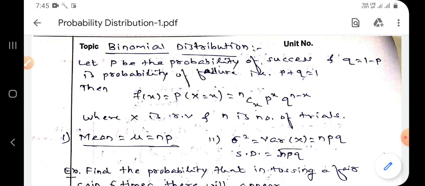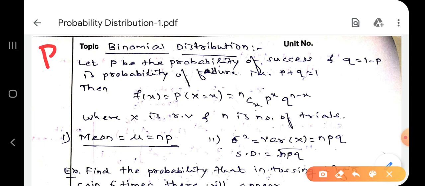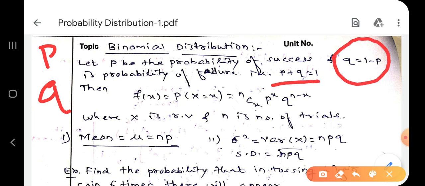So, let P be the probability of success and Q be the probability of failure. Then P plus Q is equal to 1, which means Q is equal to 1 minus P. Just keep in your mind their addition is 1. Sometimes P is given and we have to find Q, sometimes Q is given and we have to find P, and according to the probability we decide. But our P is the probability of success.